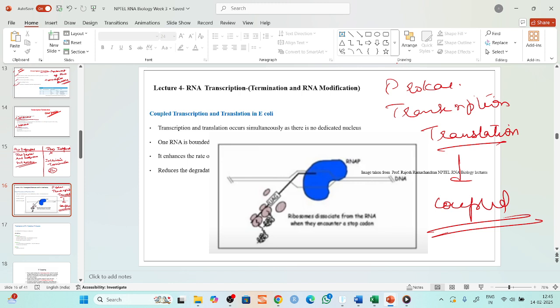Can this be possible in the case of eukaryotes? Think, is this possible in the case of eukaryotes? If yes, then why? If no, then also why?